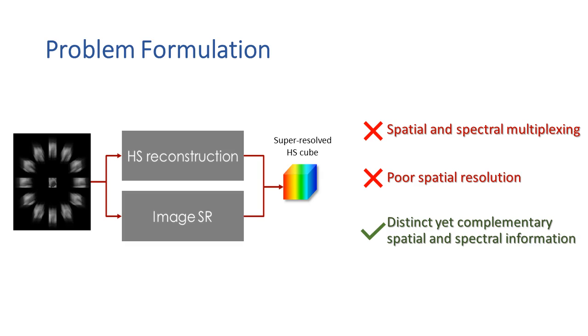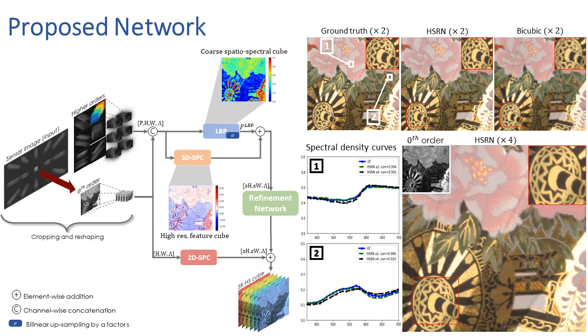We propose a learning-based approach to produce hyperspectral cubes with higher spatial resolution, exploiting the availability of distinct yet complementary spatial and spectral information scattered across higher-order projections along with the zeroth-order projection. We introduce Hyperspectral Super-Resolution Network, or HSRN, which not only reconstructs accurate spectral information of the scene, but at the same time performs spatial super-resolution in a joint framework, all while keeping the computational cost at a minimum, achieving 4 times the resolution of the zero diffraction order and performing the reconstruction in real time.